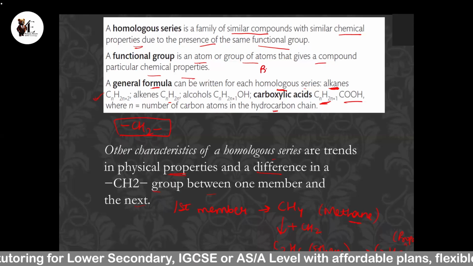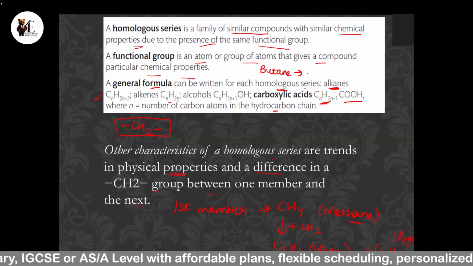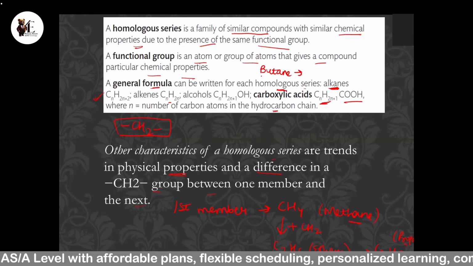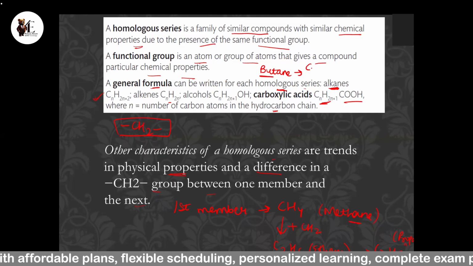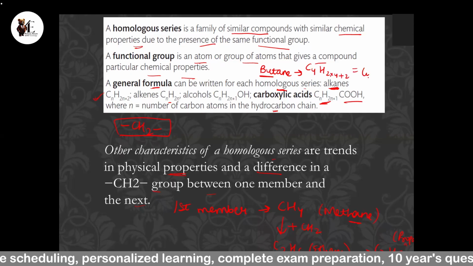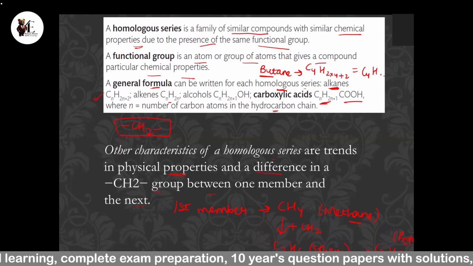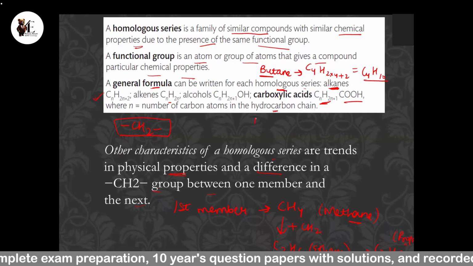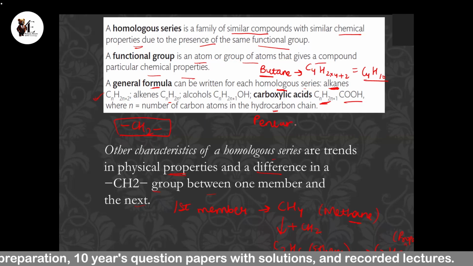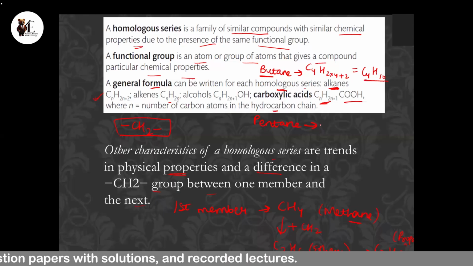If I ask you to write down the formula for butane, what you have to do is put 4 in the place of n. As I already told you, but means 4 carbon atoms. So C4H2 into 4 plus 2. That means 4 into 2 is 8, 8 plus 2 is 10. C4H10. After butane, tell me the formula of pentane. Pentane is C5H12. Yes, very good. Tell me the formula for hexane.